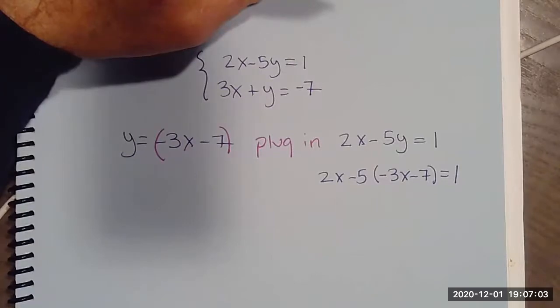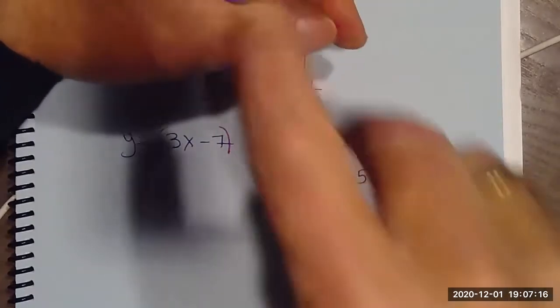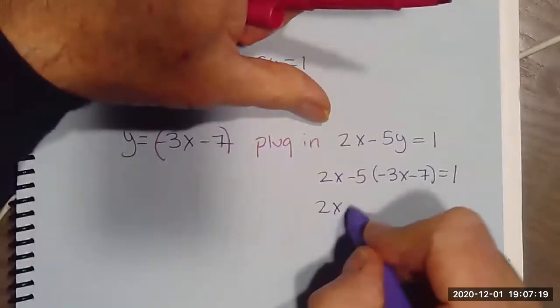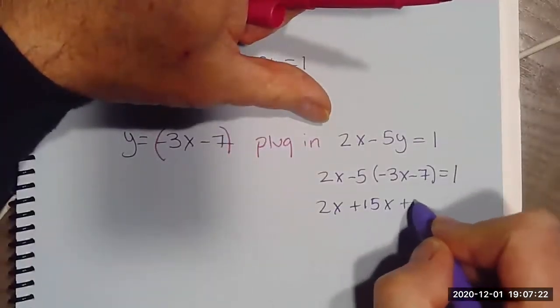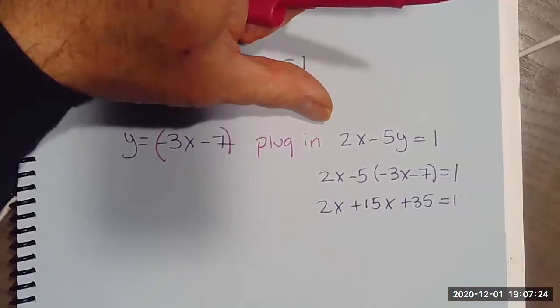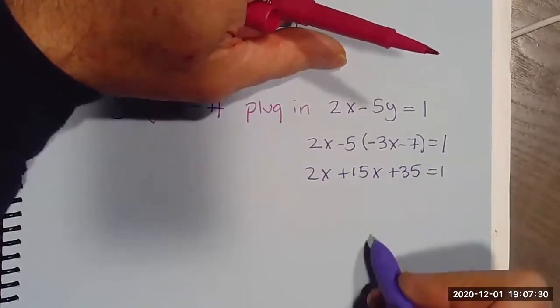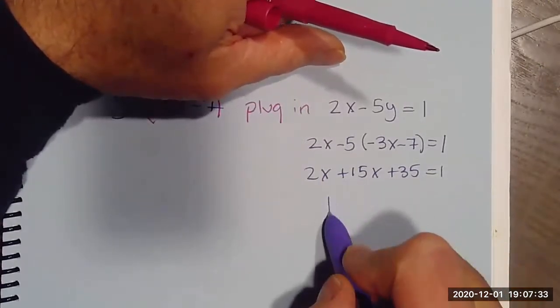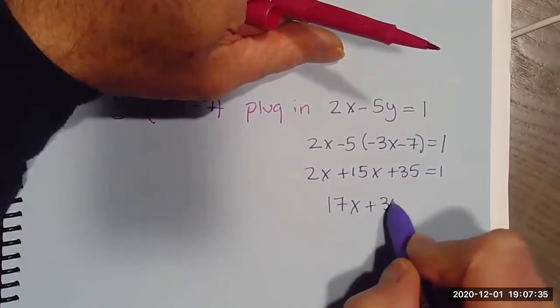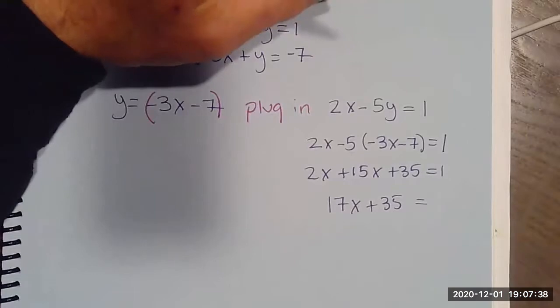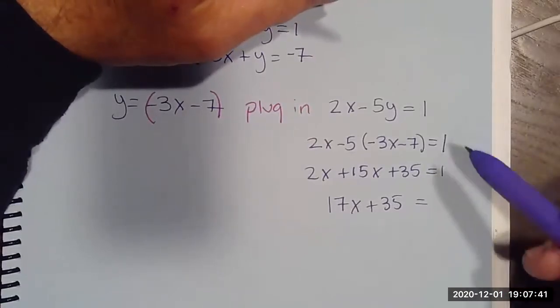Okay, so 2x minus 5, you multiply the -3x minus 7 in parentheses equals 1. You distribute, which is positive 15x, positive 35. Now you add like terms, which is 17x plus 35 equals -7. No, you said equals -7, I keep hearing equals -7. Oh my, equals 1. It should be 1.